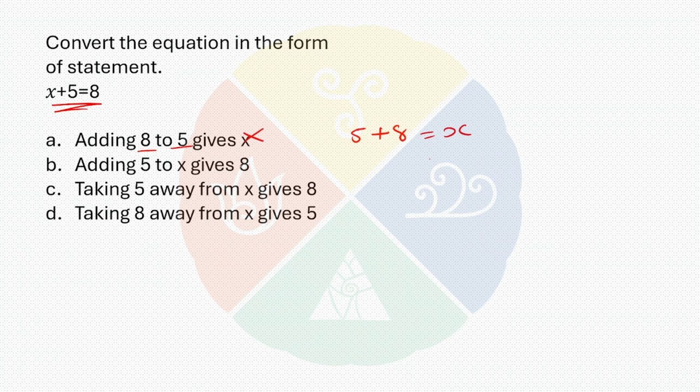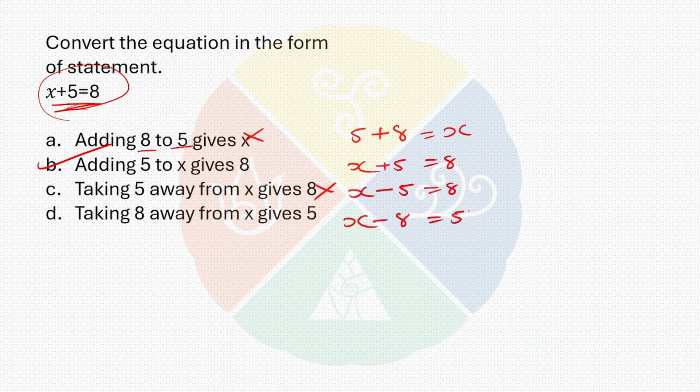No, that doesn't look the same. Adding 5 to x gives 8. Okay, this seems fine. Taking 5 away from x, subtracting 5 from x gives 8. No, that's not the same as this. Taking 8 away from x gives me 5. No, that's also not the same. So only answer B is correct. Good. One more problem.